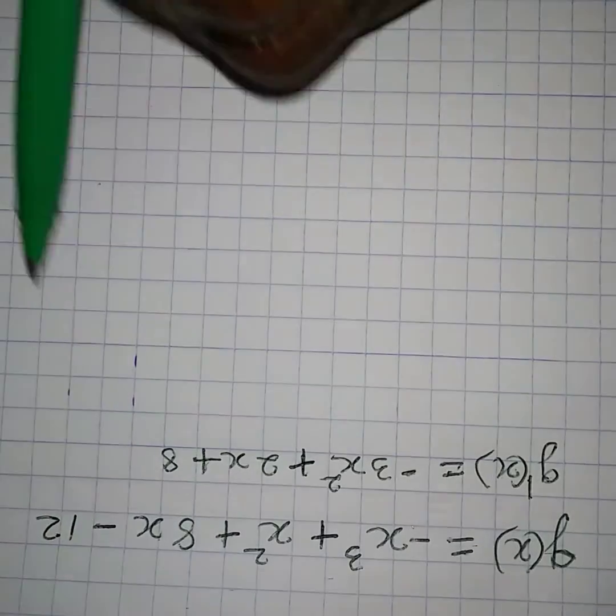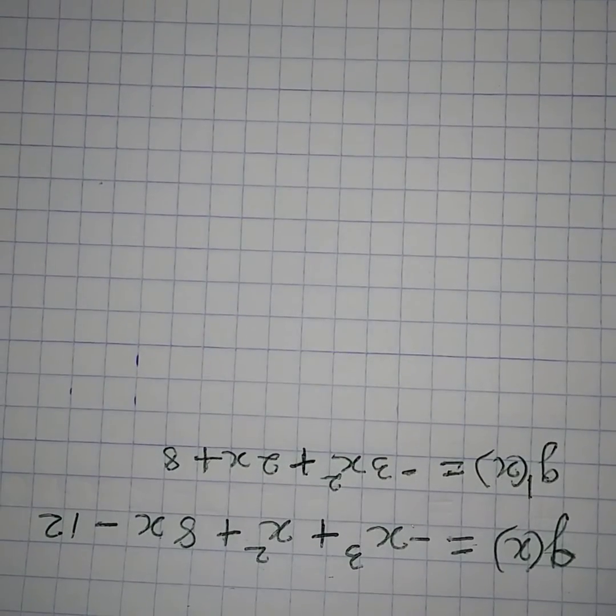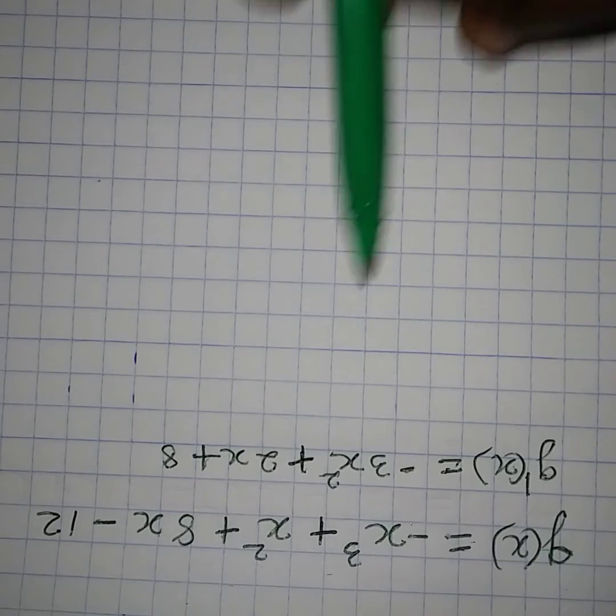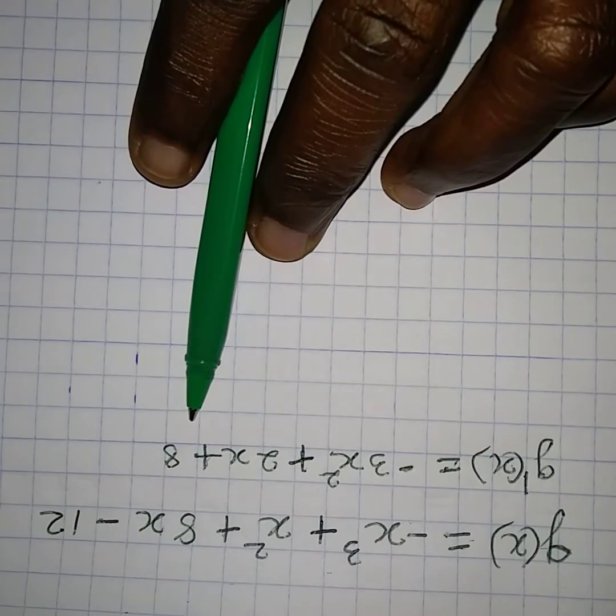This is a constant as we discussed in the previous lesson. Therefore, the derivative of a constant is 0. Therefore, the derivative of negative 12 is 0. So this is the first derivative of the function.